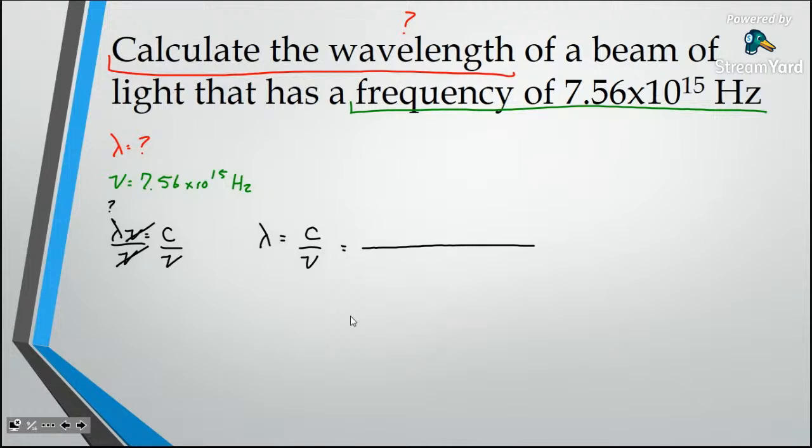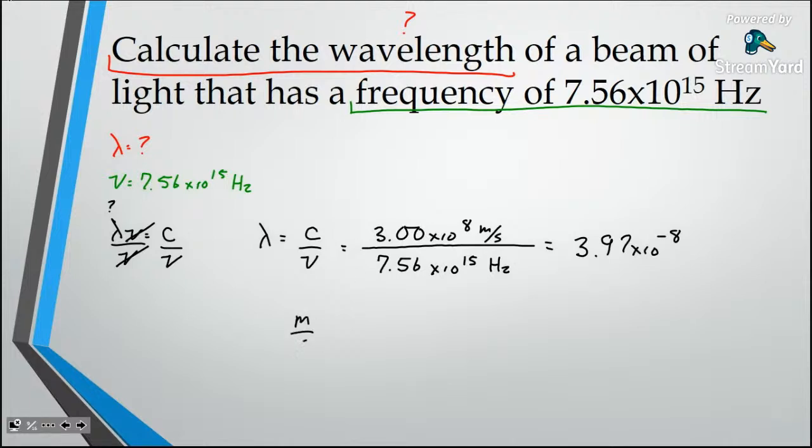So Celeritas, again, is that value of 3.00 times 10 to the 8th meters per second. My frequency is 7.56 times 10 to the 15th hertz. And when I do this math on my calculator, I get 3.97 times 10 to the negative 8th. And now let's take a little look at the units themselves, because this is where some students get kind of mixed up. I have meters per second being divided by hertz. And it doesn't look like anything cancels.